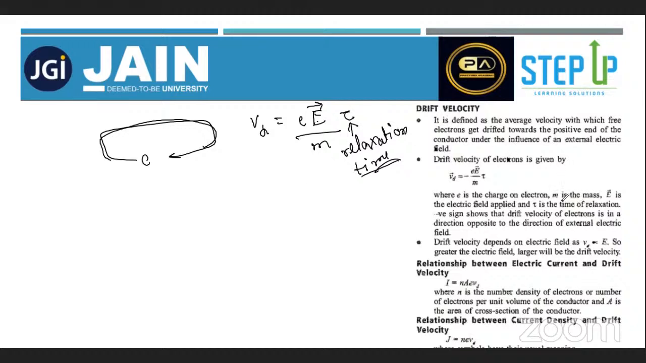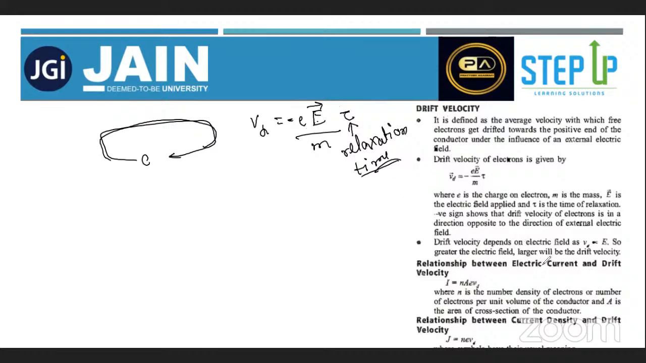Here e is the charge of the electron, m is the mass, E is the electric field applied, and tau is the time of relaxation. The negative sign shows that the drift velocity of electrons is in the direction opposite to the direction of the external electric field. So they will both be opposite.